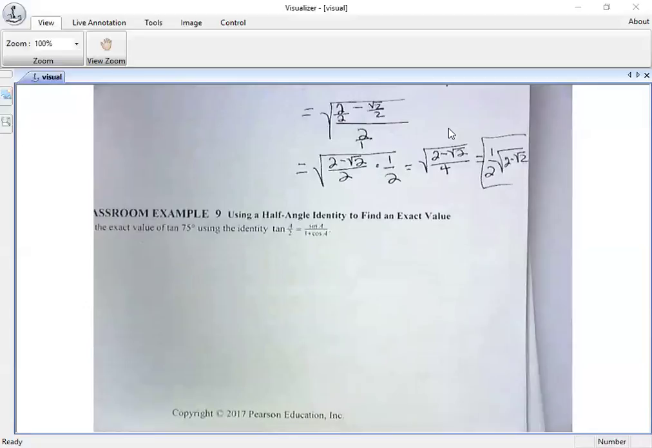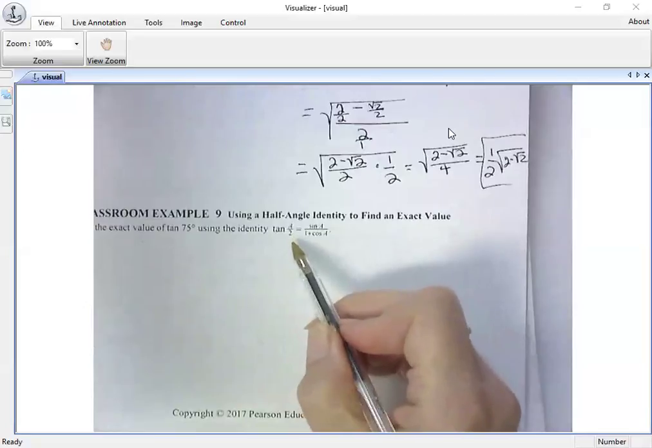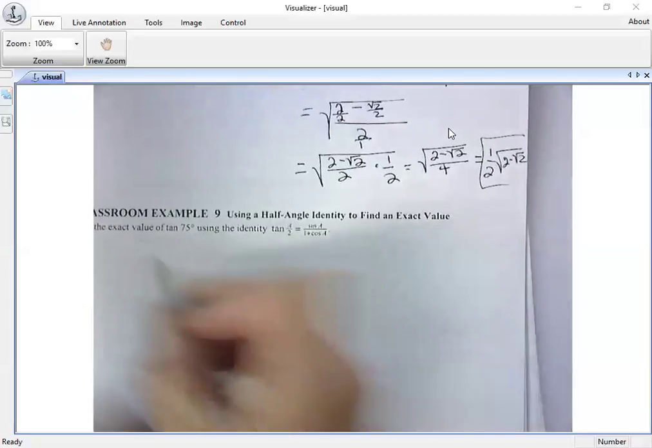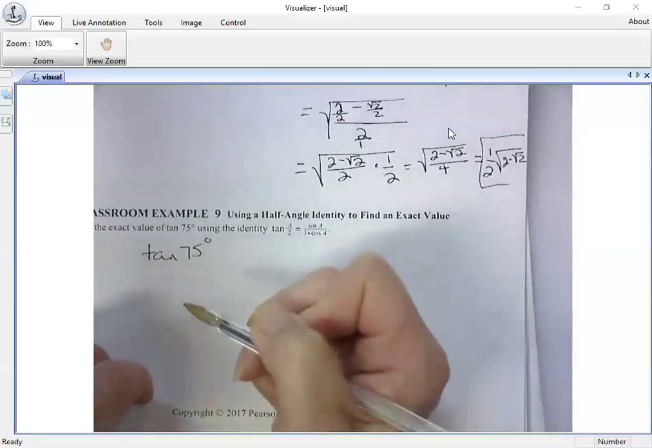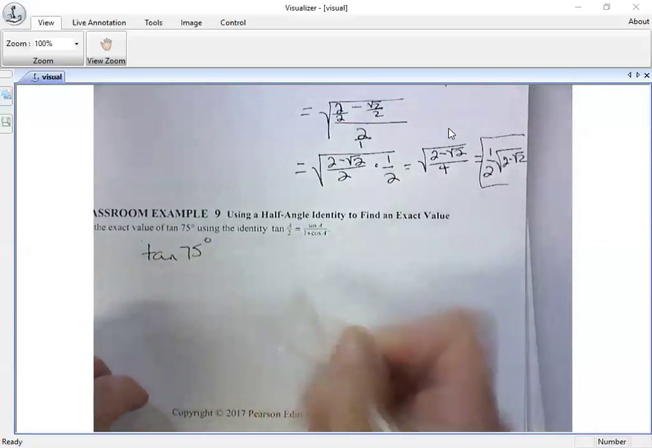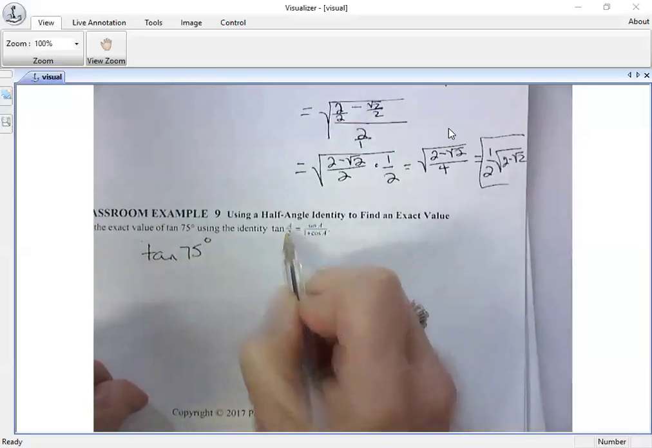Okay, let's look at another one. Find the exact value of the tangent of 75 degrees using this identity. Now, tangent of 75, I do not know. But I could rewrite it as what using this?